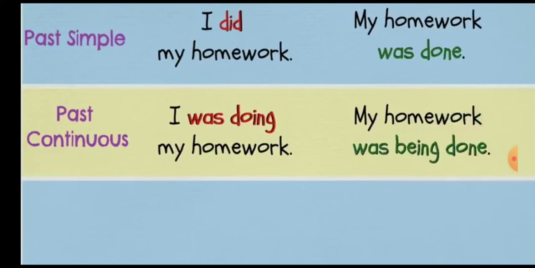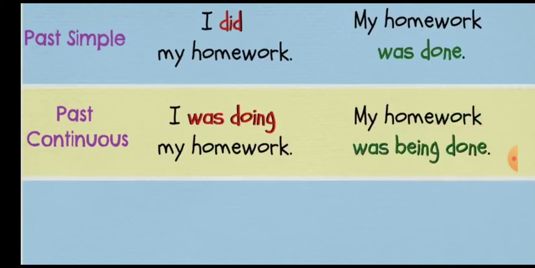Now comes the past continuous. In the active sentence, everybody knows about the tense. We use was and were plus first form plus ing. Here is an example. I was doing my homework. Now let's change it into passive voice. My homework was being done. Wherever you find ing with the main verb, you have to add being from your side in the sentence. Object will come first. We have taken the object first.